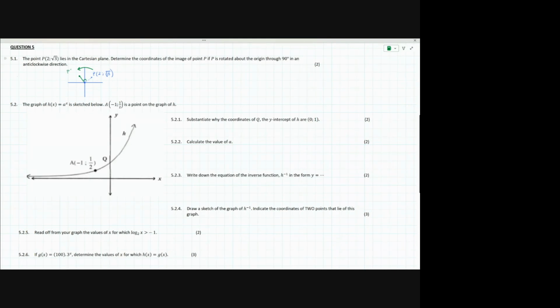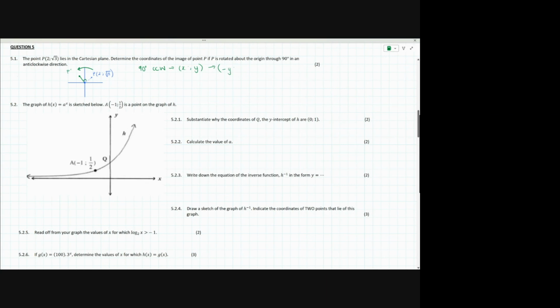The rule for this rotation, like I said, is just something that we kind of expect you to know and remember from grade 9. If you rotate 90 degrees counterclockwise, CCW, your rule is that you take your original coordinate, you swap them and you change the sign of y.